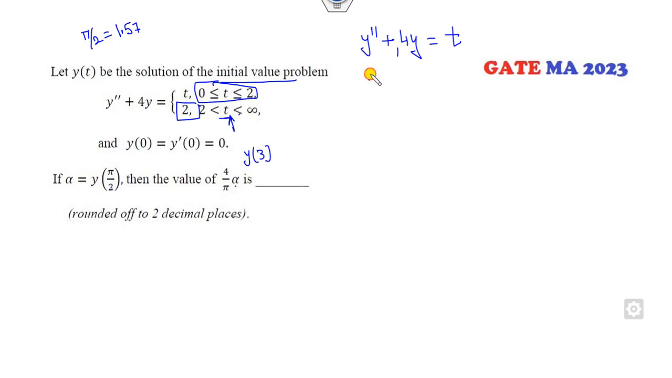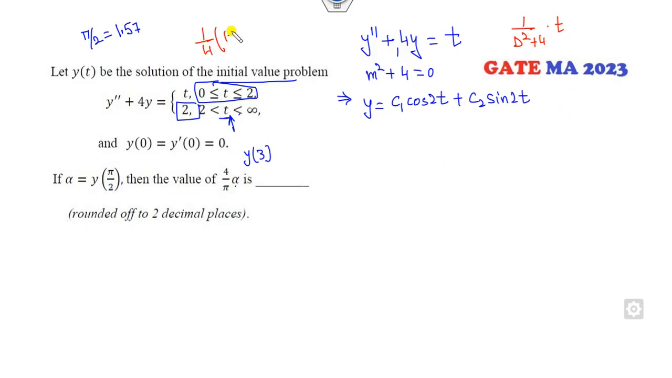Now can you find the solution of this? m squared plus 4 is 0. So my solution is c1 cos 2t plus c2 sine 2t, in terms of t. Now can you find the particular integral? So the particular integral is 1 over D squared plus 4 into t. Since it's linear, I can write 1 over 4 outside, 1 over D squared over 4 plus 1 of t. So that will be only t by 4, because this value goes to 0. So plus t by 4.